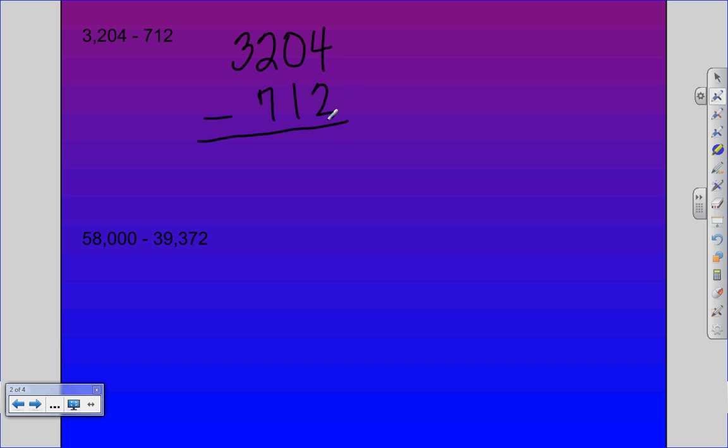All right, 4 minus 2 is 2. 0 minus 1, you can't do that, so you have to come over here and borrow. This 2 becomes a 1. And then your borrowed place value goes here in the 10. So this becomes 10 minus 1. 10 minus 1 is 9. 1 minus 7, oh, you can't do that. So we're going to come over here and borrow from the 3. The 3 now becomes a 2. And then you carry over the one that you borrowed. So this is now 11 minus 7. 11 minus 7 is 4.